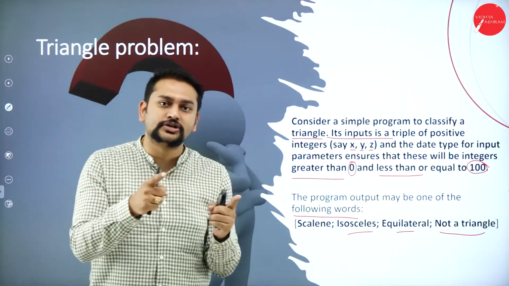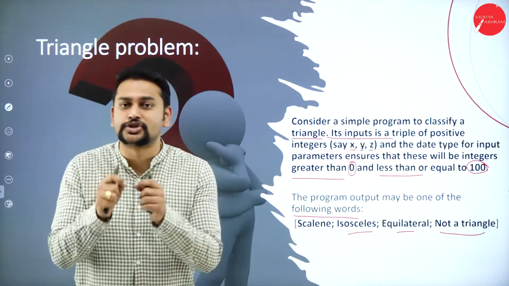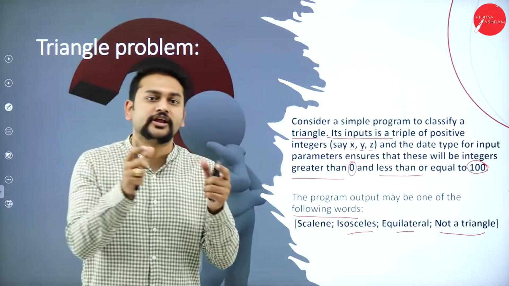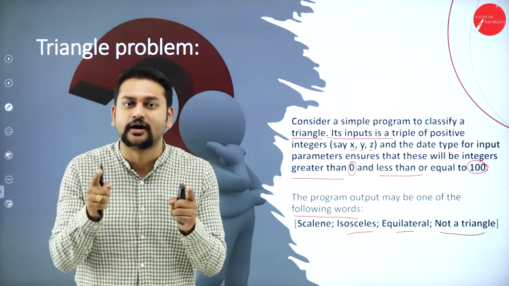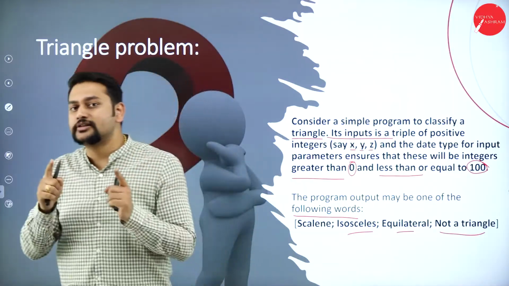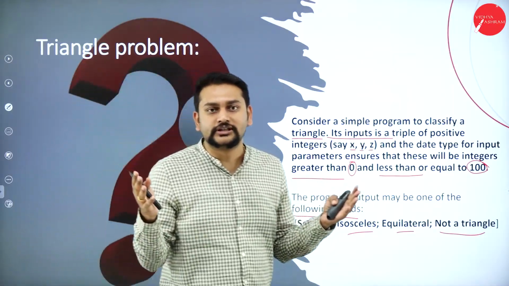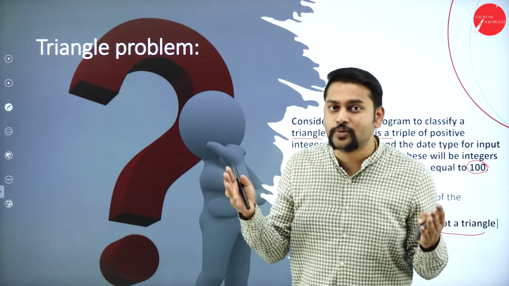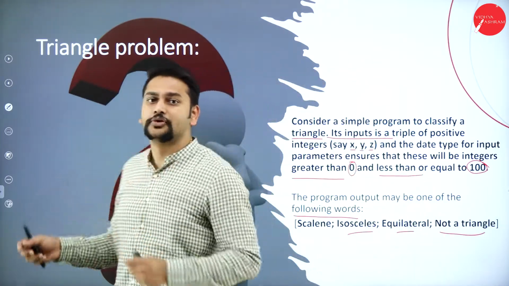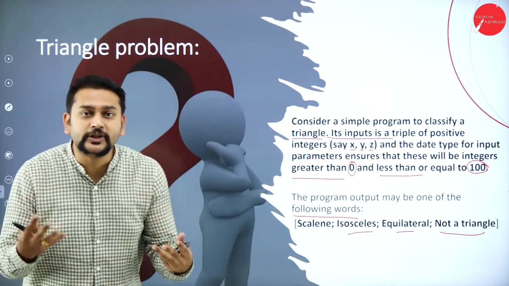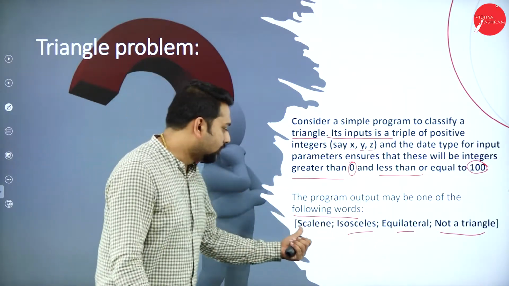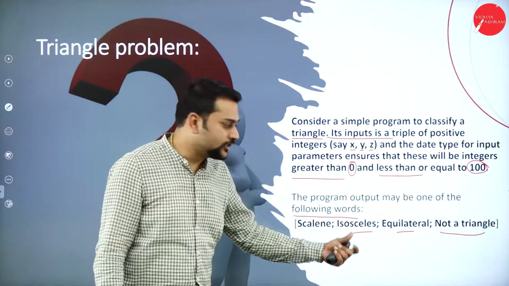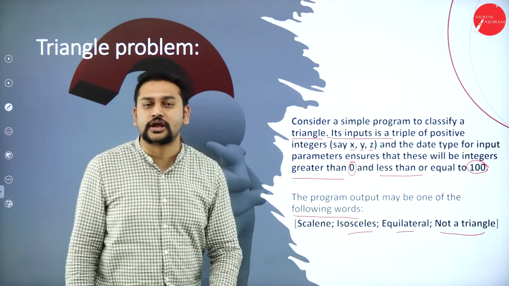And these integers, whatever you are entering, should have a range, for example 0 to 100. Within that you have to enter. If it is not in the range, then I will treat it as invalid. That is what you need to remember. What will be the output? Any one of these: scalene triangle, isosceles, equilateral, or not a triangle.